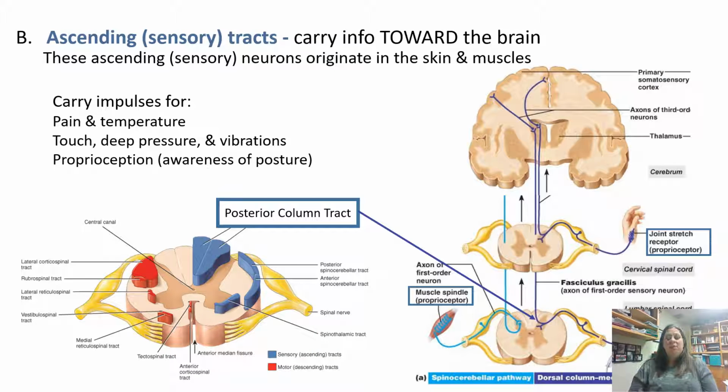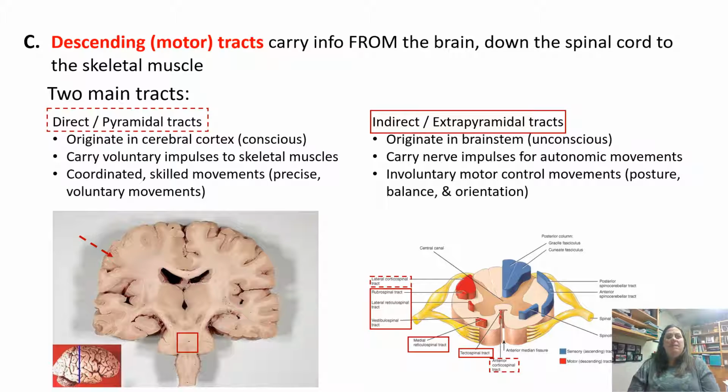We also see that the posterior column tracts are going to send the sensory information of pain, temperature, touch, deep pressure, vibration, and proprioception up from your skin and your muscles. So these are going to take information from your skin and your muscles up to your brain. And then we see the descending motor tracts. They're going to carry information from the brain down the spinal cord to the skeletal muscles.